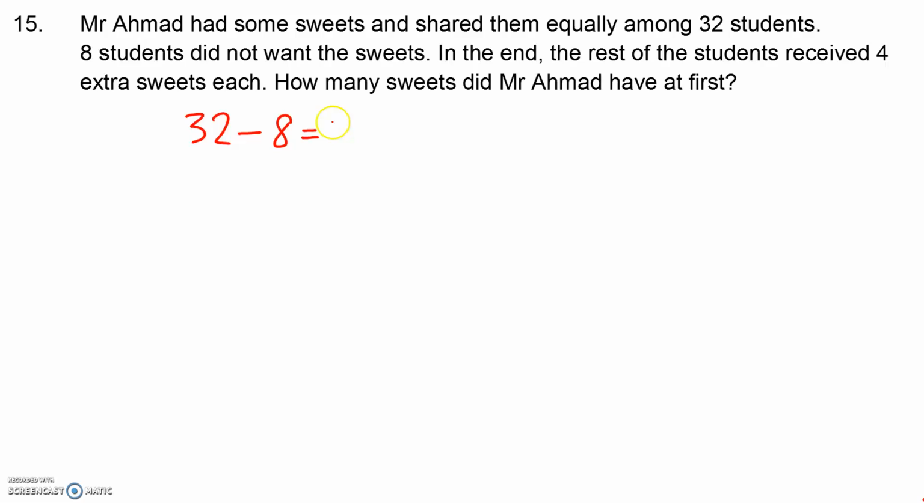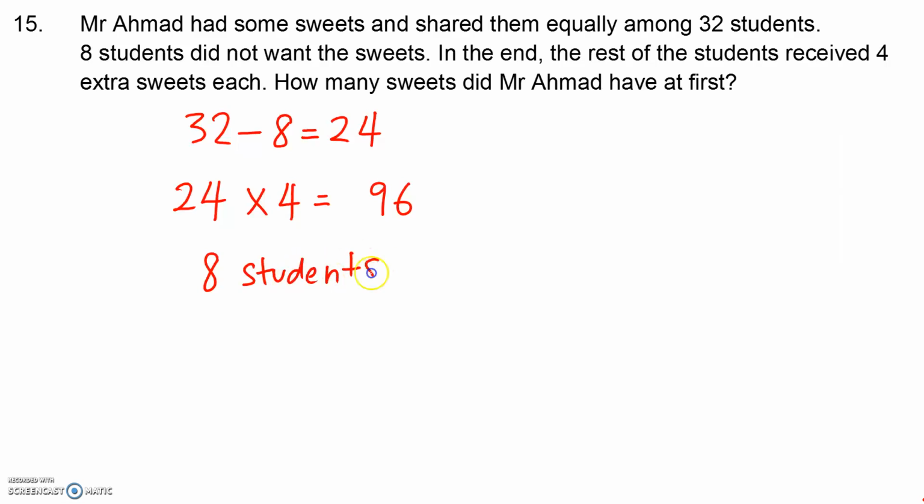So only about 24 students wanted the sweets. And out of these 24 students, because these 24 students will be receiving 4 extra sweets, there was actually a total of 96 sweets being given away. And this 96 sweets was given away by the 8 students in total. So it's almost like a unit. You have 8 units equals 96.